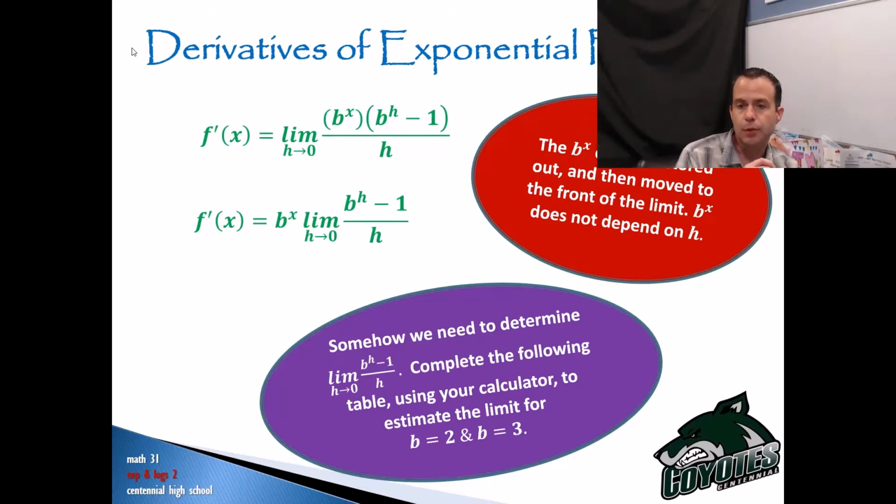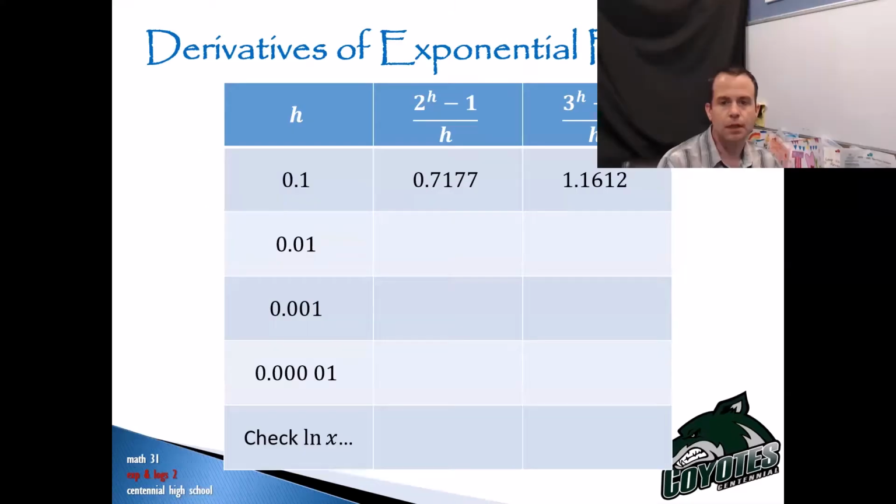Complete the following table using your calculator to estimate the limit for b equals 2 and b equals 3. Okay, so we've got you set up in the following table. I've done already when h is 0.1, so now we're going to take a look at when h is 0.01 and then 0.001 and then 0.00001. Okay, so pause me for a sec and fill in those numbers. Don't worry about the ln x yet. I just want you to get the numbers in first. So the next 3 rows is what I want from you. Okay, so this is what you should have gotten.